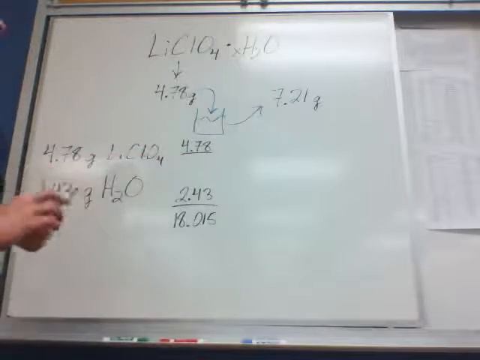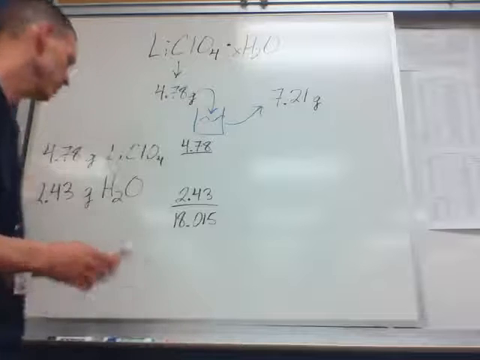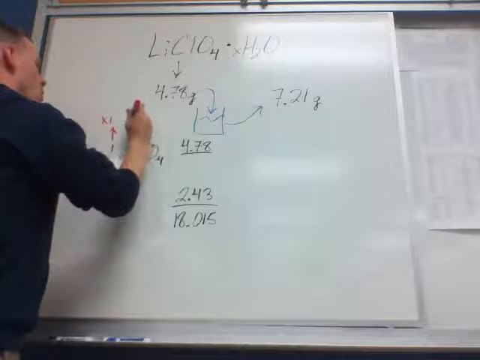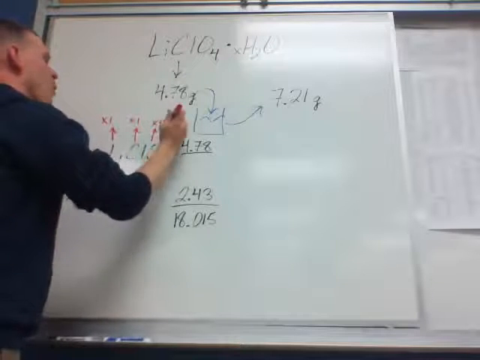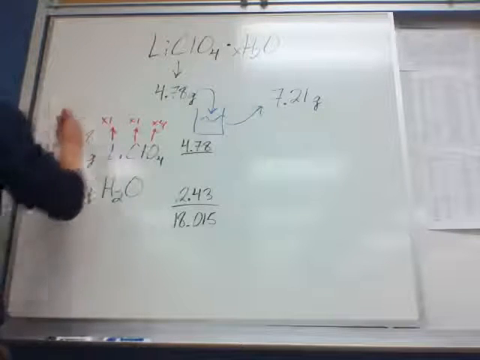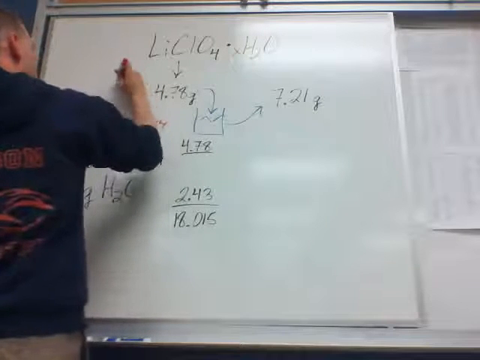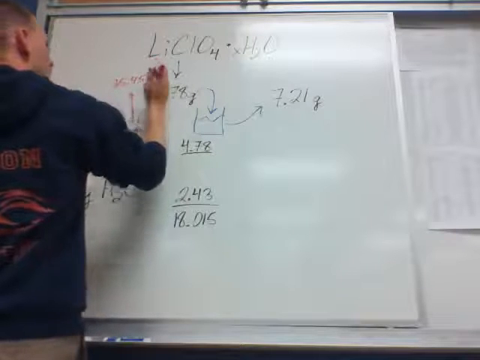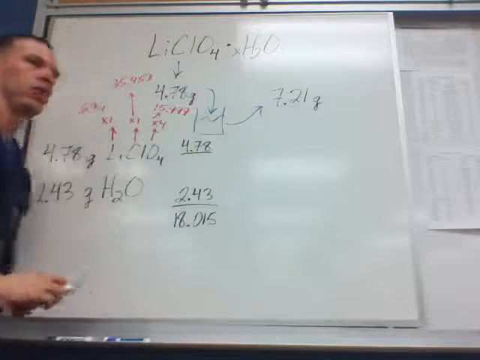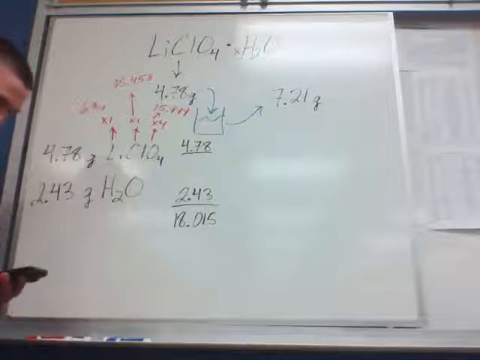Now, we need this value for lithium perchlorate, which is going to be a molar mass again. So, we need 1 lithium, 1 chlorine, and 4 oxygens. All right, lithium has a mass of 6.941, chlorine 35.453, oxygen 15.999. So you'll notice we've been doing a lot of molar mass today, so make sure that you're good at adding this up.